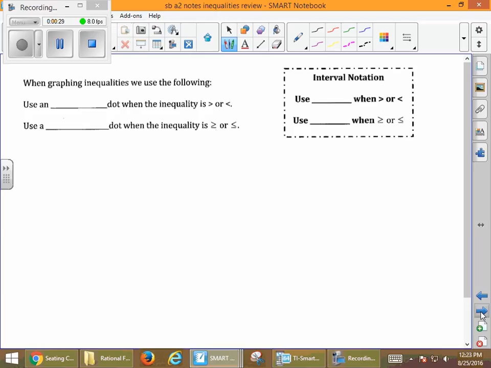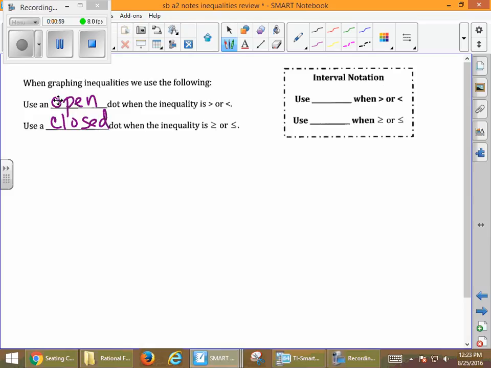When we have this symbol, greater than or less than, we're going to use an open dot. And when we have an equals in the problem, we use this kind of dot when we have greater than or equal to or less than or equal to. That's going to be a closed or filled in dot.